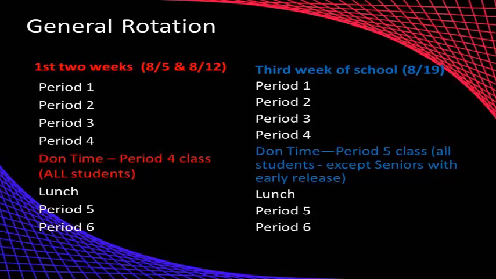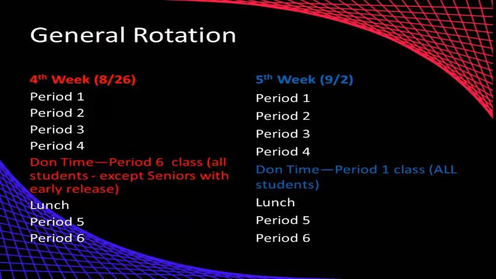As you can see on the left side, highlighted in red, for the first 2 weeks of school, all students, even seniors with early release, are staying in their fourth period classes for dawn time. However, notice in blue on the right side that during the third week of school, students will report to their fifth period classes during dawn time. Seniors, more will be explained to you in a few minutes.